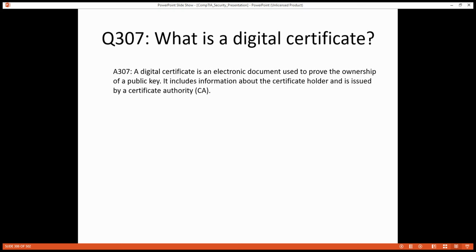Q307. What is a digital certificate? A307. A digital certificate is an electronic document used to prove the ownership of a public key. It includes information about the certificate holder and is issued by a certificate authority, CA.